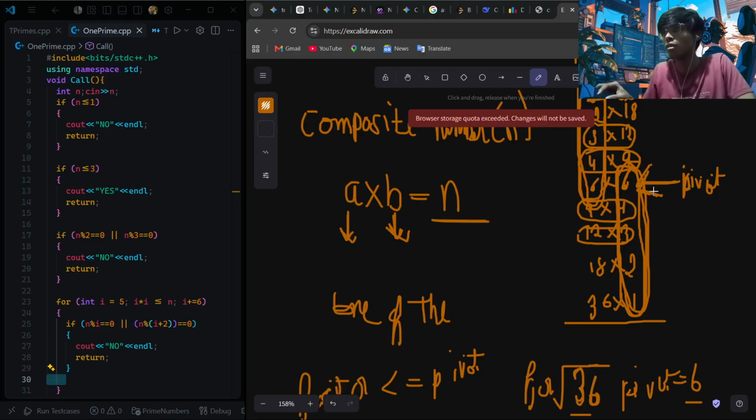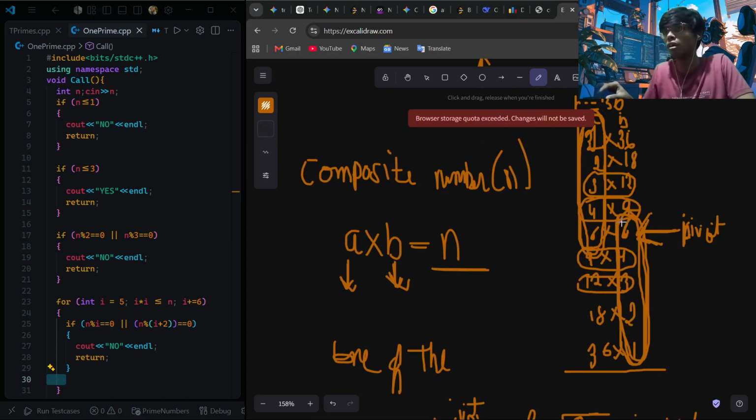Now, if you observe carefully, we mark this as the pivot point. Why do I call this a pivot point? Because after this point, here I will write 4 into 9, and here 9 into 4. If I multiply 4 with 9 or 9 with 4, both are the same thing. If I multiply 3 with 12 or 12 with 3, both are the same thing. So after this pivot point, the values are repeating: 9 into 4 and 4 into 9, 12 into 3 and 3 into 12.